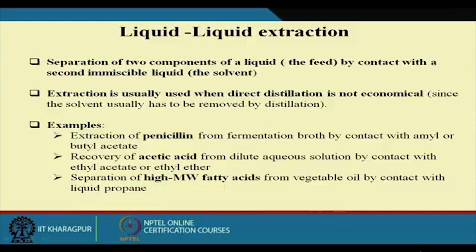Now, the liquid-liquid separation process is usually used where the partition coefficient of the two liquids is different, for example, with respect to a particular solute. As an example, in the penicillin separation process, we use butyl acetate as a solvent. When you decrease the pH of the penicillin solution to 2, the solubility of penicillin in butyl acetate is more as compared to water.